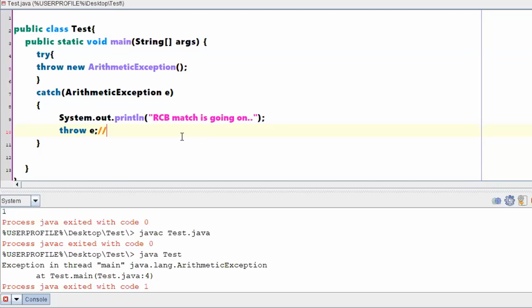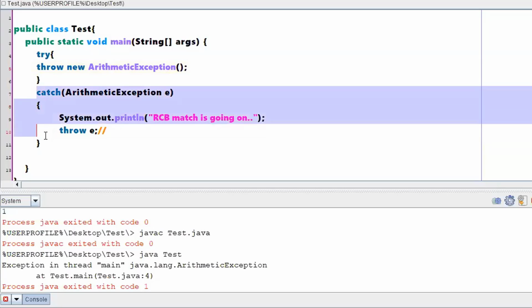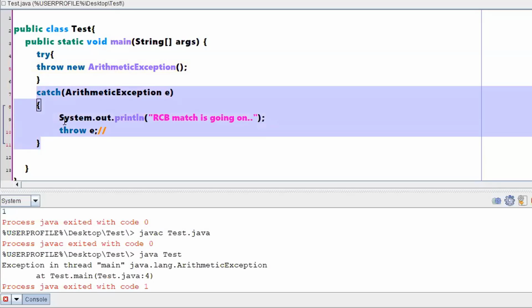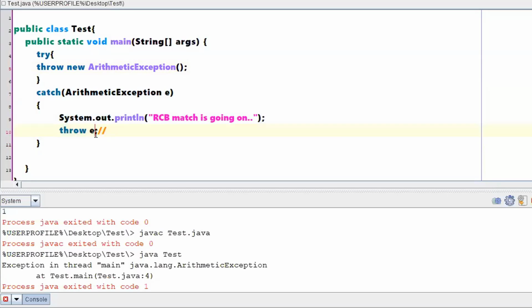Are you able to understand? When I put a program for execution, it will start from the main function. In the try, you have a throw new ArithmeticException. When you are throwing the arithmetic exception, it will be caught by this particular catch block. Now from the catch block, you are throwing one more exception. So my question is, will it go back to this particular catch block again, or will the control be given to your JVM?